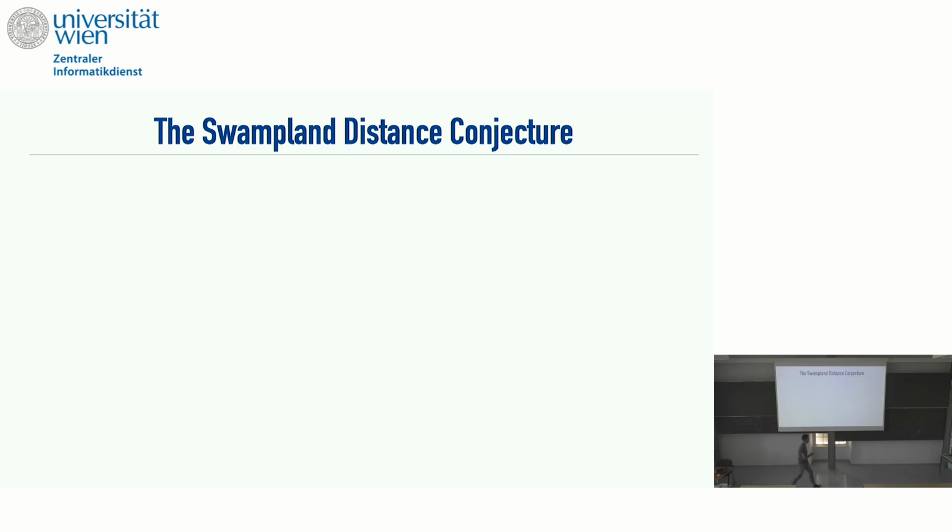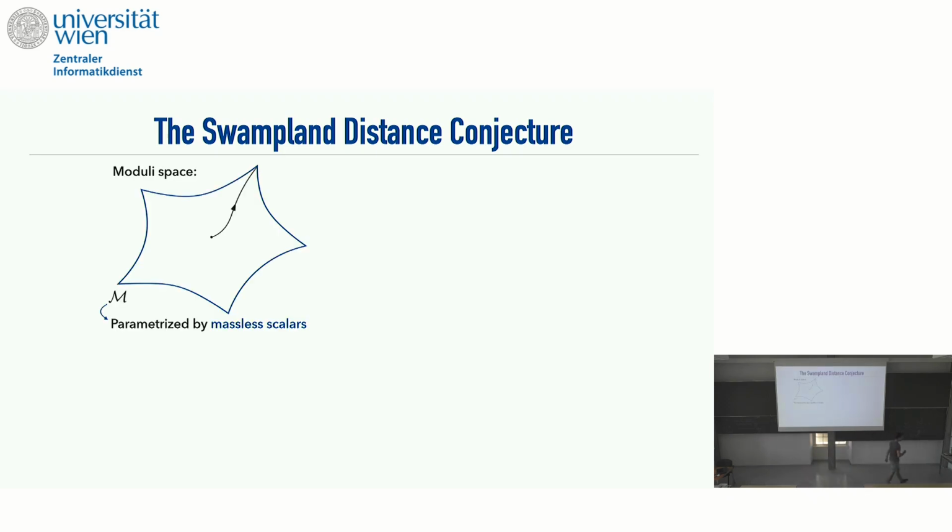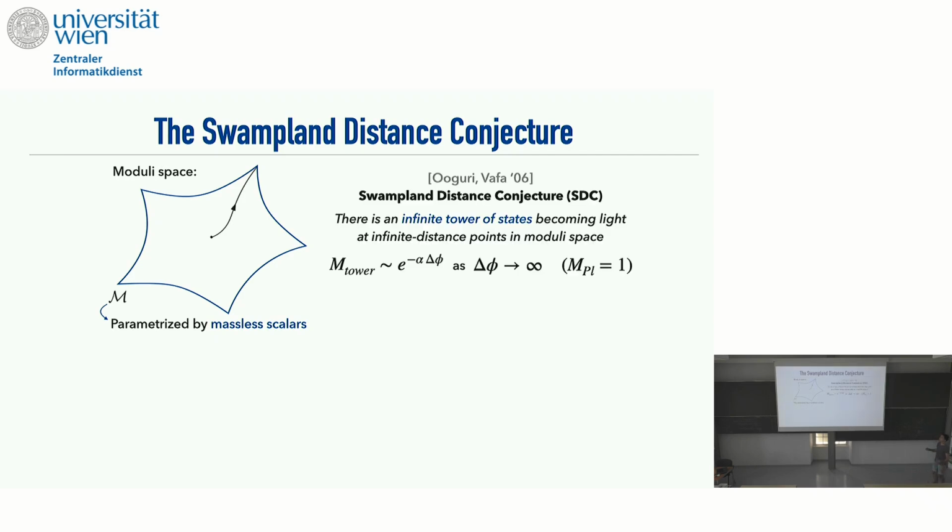The distance conjecture, we know, is about the moduli space of the theory, which is parameterized by exactly massless scalars. It tells us that whenever I go to one of these infinite distance points, I will always find a tower of states that is becoming exponentially massless in Planck units. In particular, let me remark this parameter alpha here that I'm going to call the distance parameter, and it's going to be the main protagonist of the day, so please keep it in mind.